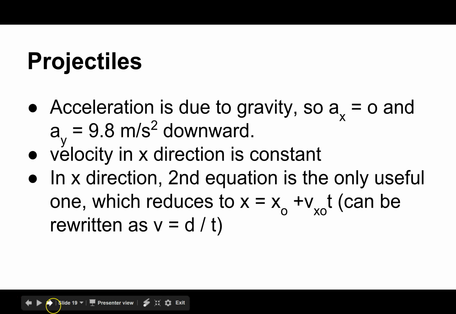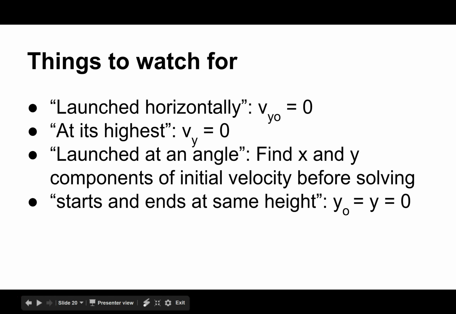Okay, and let's see. Some extra information that you can get other than the stuff they're just going to give you numbers for. If we launch something horizontally, that means it's not going vertically to begin with. So the initial y velocity is 0 in those cases. If it's at its highest position, again we talked about this with 1D kinematics, at its highest position means it's not going up anymore, it's about to start going down, but for that one instant, the y velocity is 0.